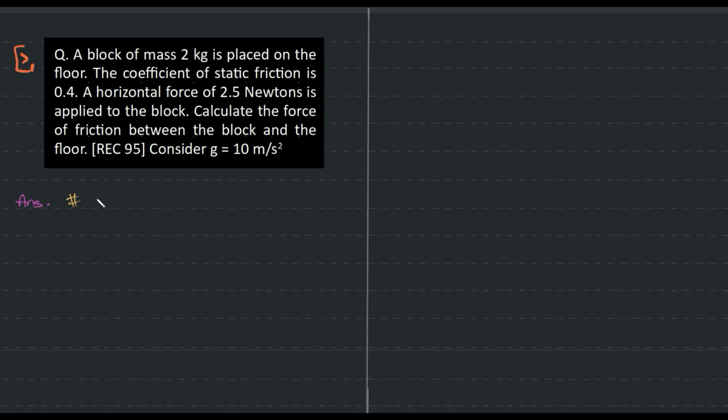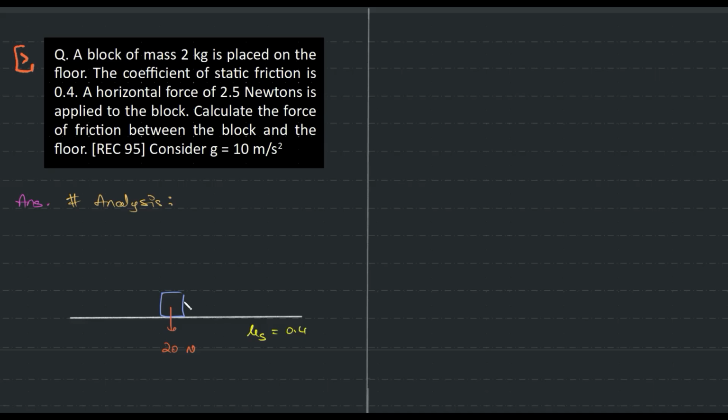So what we have here is, when I can't picture it myself, it's always better to draw a rough diagram. That is much helpful. So we have 20 Newton of mg. So basically 2 kg mass is placed on a floor. The coefficient of static friction is 0.4 between these two objects.